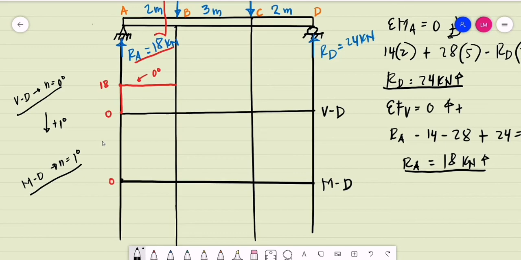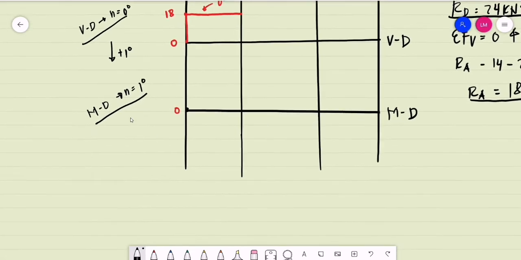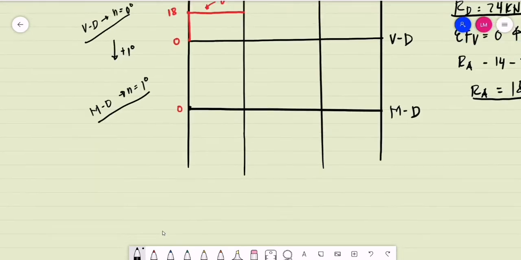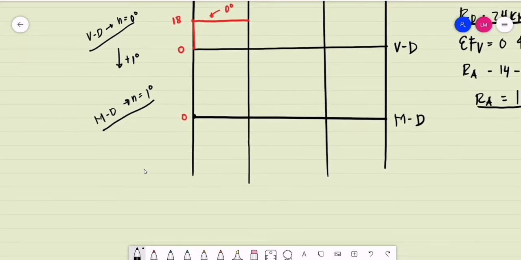As you can see, we have a positive shear. If you recall from analytic geometry, what is the appearance of a line with a positive slope? A positive slope is upward to the right, and downward to the right is a negative slope.